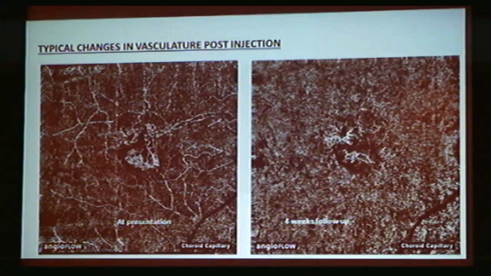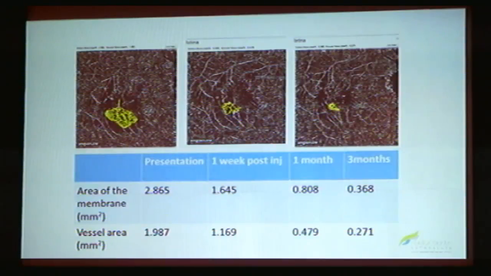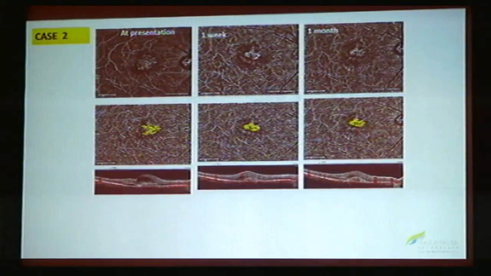So these are the typical changes that are seen on OCTA. Initial presentation before injection and at 4 weeks follow-up. This is how it responds over a period of time on OCTA. Decrease in the size of the neovascular membrane. Another example showing the area of the membrane vessel area. It's case 2 showing the decrease in the membrane again.